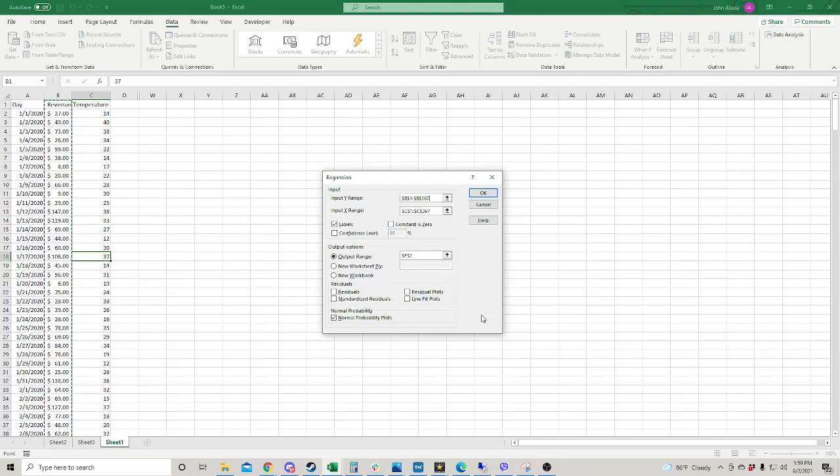Because again, what's our problem? Our problem is we don't know how much revenue we're going to make depending on what the temperature is. And that's what we want to solve for. So here's all of the revenue in column B. That's going to be my Y range. Column X, that's my independent variable. I have no control over X. That is what we are trying to figure out. When X changes, what's the effect on Y?